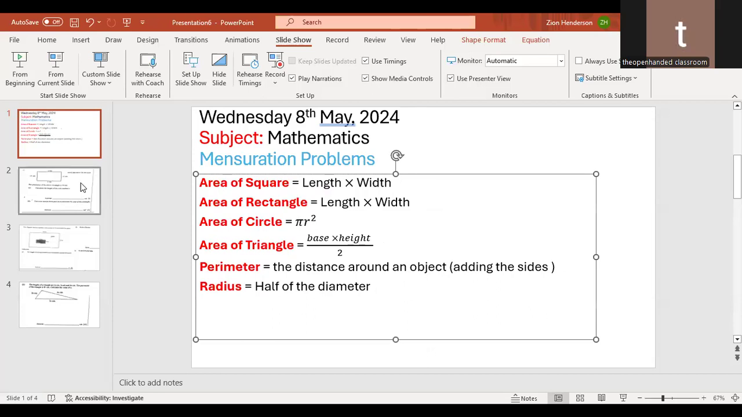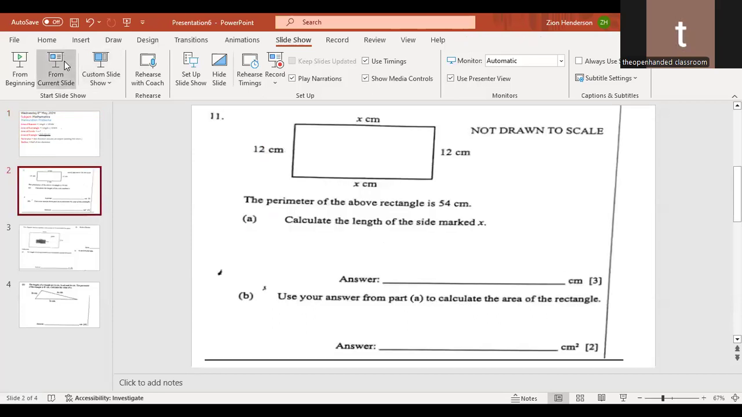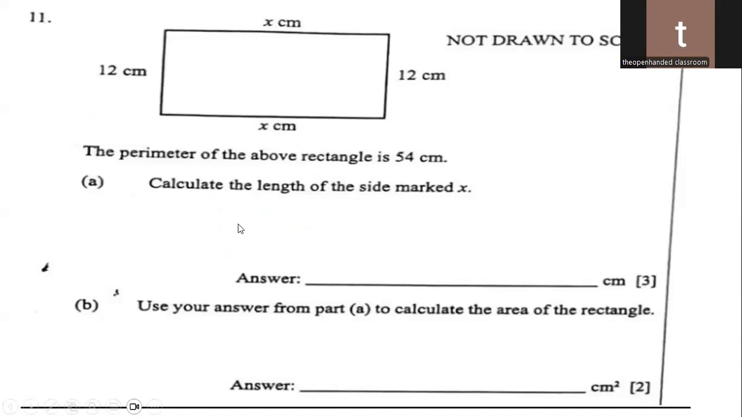Now let's get into an actual problem. I need you to draw the shape. Again, I need you to draw the shape for me, and then go ahead and read the question. The perimeter of the above rectangle is 54 centimeters. A. Calculate the length of the side marked X. B. Use your answer from part A to calculate the area of the rectangle.